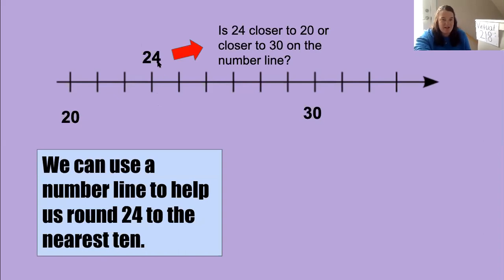24, when I look at it, I know that it's closer to 20 than it is to 30. It's pretty far away from 30. So I'm not going to bump this number up. I'm going to round this number to 20 because when I look at it using my number line, I can see that 24 is way closer to 20 than it is to 30.